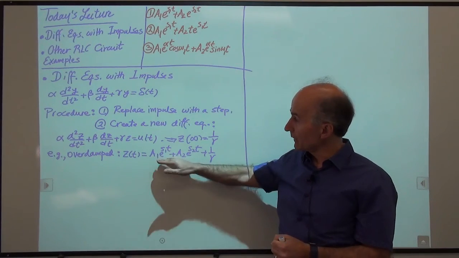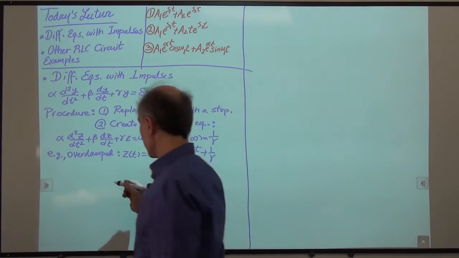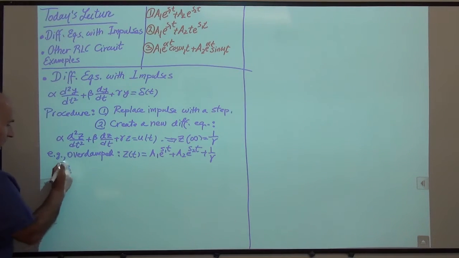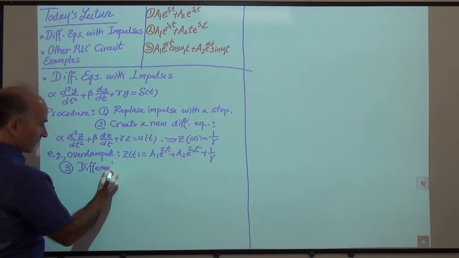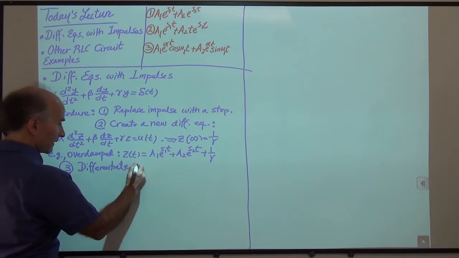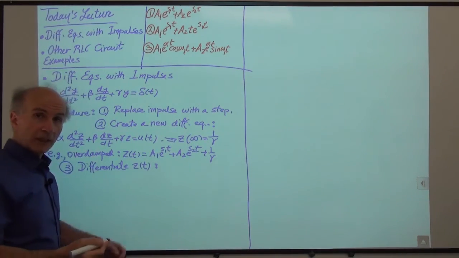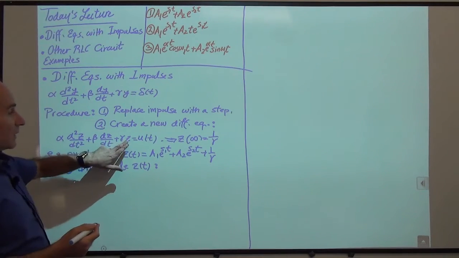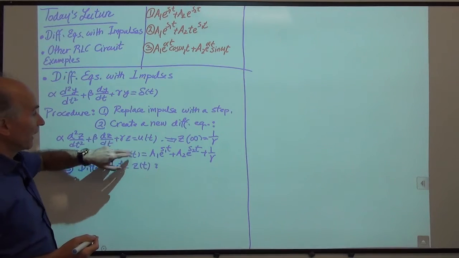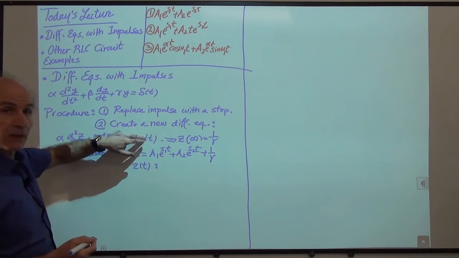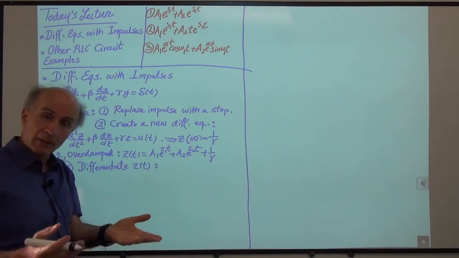All right, so I have found z of t, but I'm really looking for y of t, right? So what do I do? Okay, so in the third step, we say differentiate z of t with respect to time. So the idea is that, in a sense, this was the response to a step. I want the response to an impulse. So if I have the response to a step, I can just differentiate it to find the response to the impulse. This is something you might have seen in linear systems and so on.